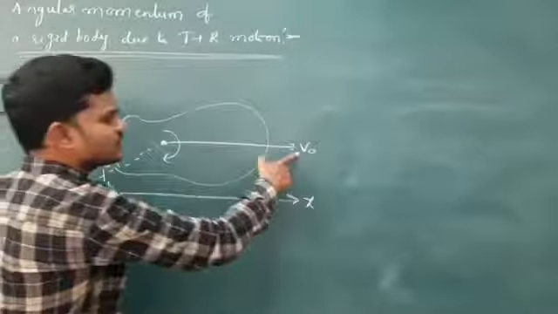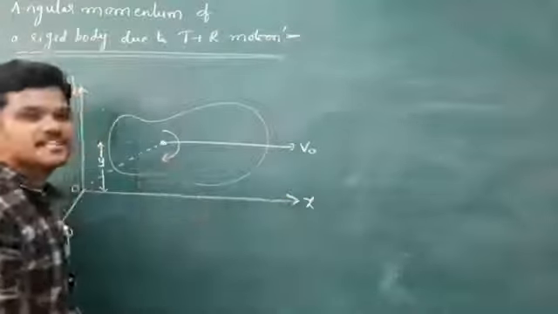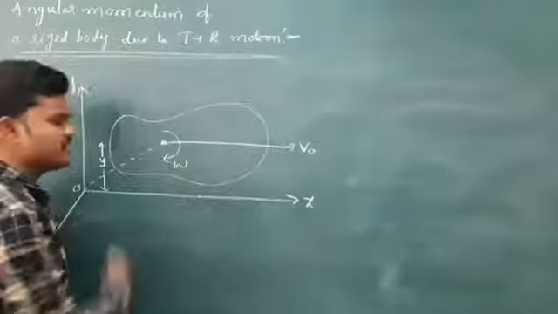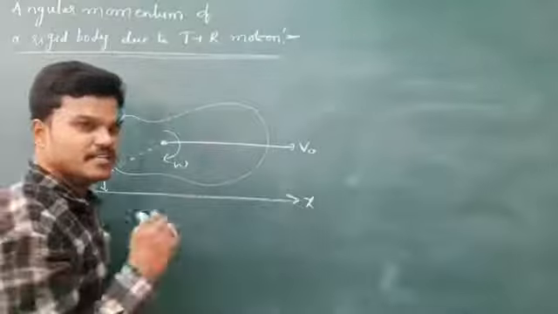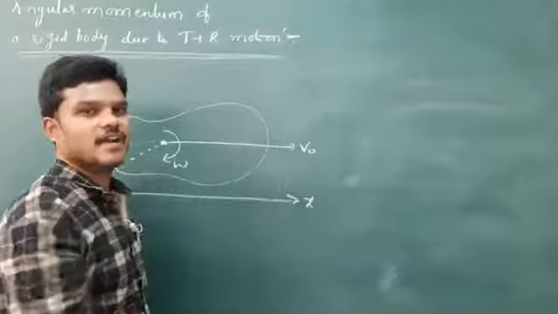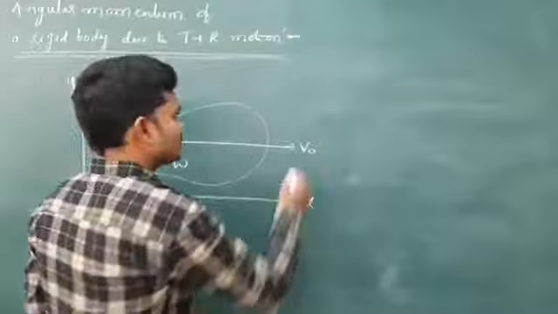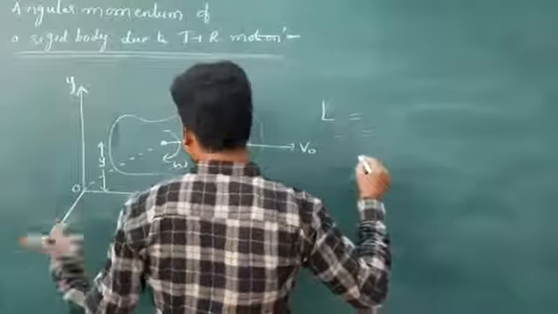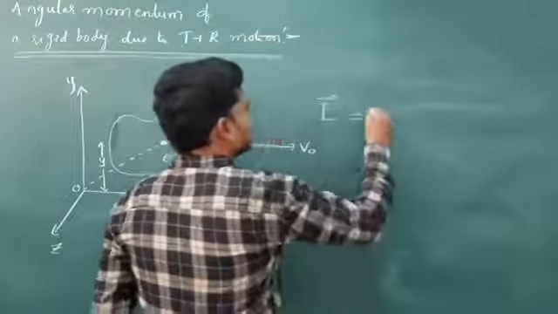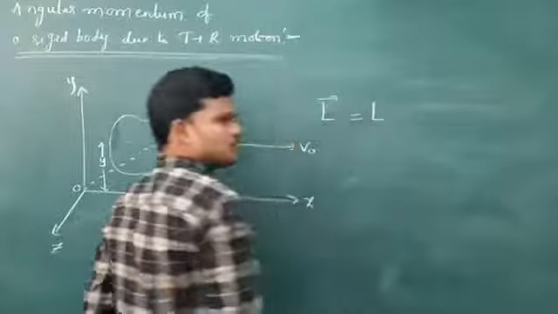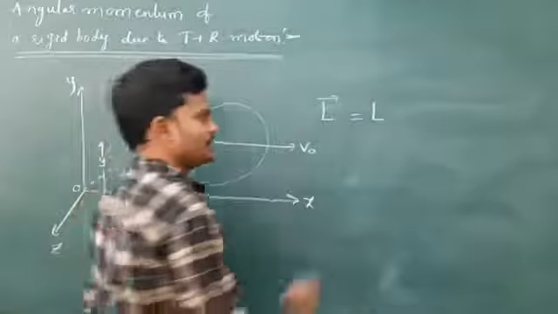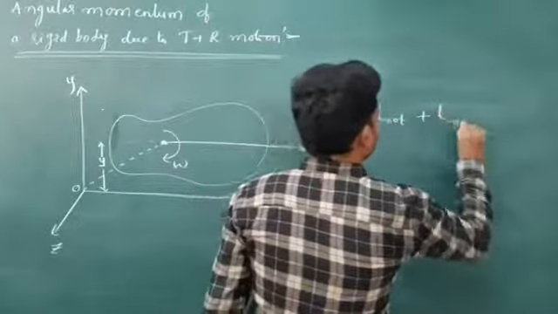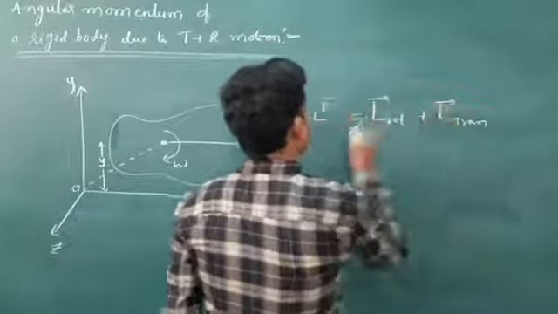Now, due to translational velocity, the rigid body has translational angular momentum, and because of the rotational speed, angular speed, the rigid body has rotational angular momentum. So therefore, the total angular momentum of this rigid body about this point, about the z axis, we can write as translatory angular momentum and rotational angular momentum.